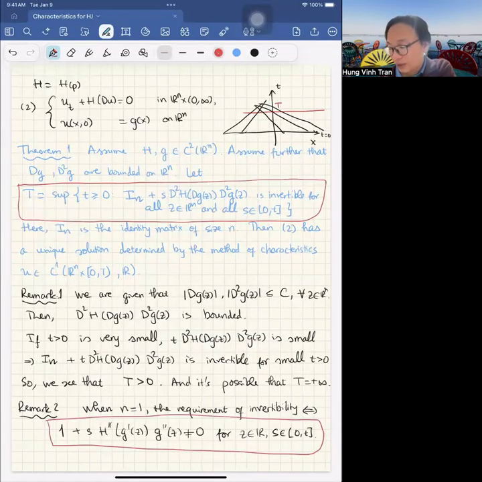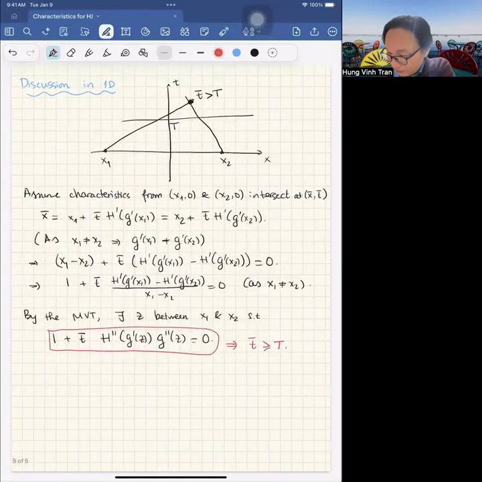the zero, right? I would not yet see that 1 plus s times h double prime of gz multiplied with g double prime of z is yet 0, right? They have to be not 0 for all s in 0 to t, and capital T is the supremum of all that little t, okay? So you can see that this is exactly the case, right? Intersection can only happen if your time is greater than or equal to capital T, right?